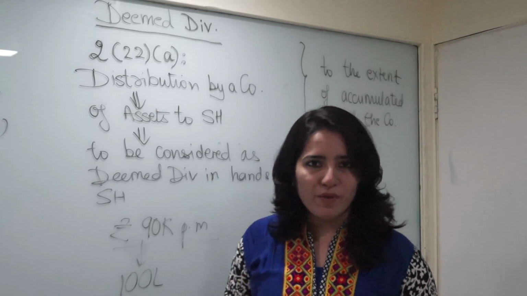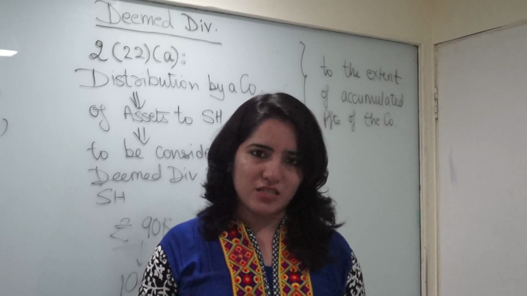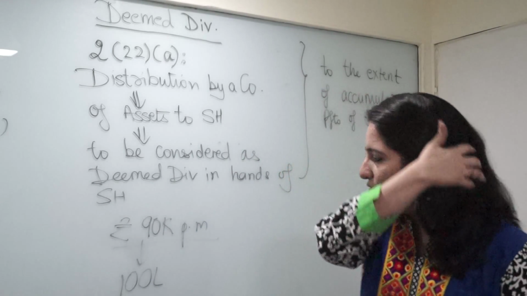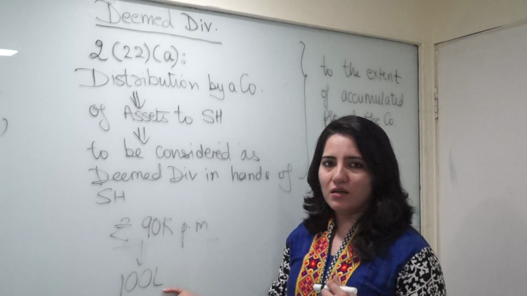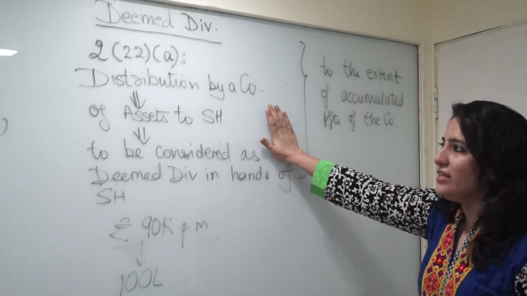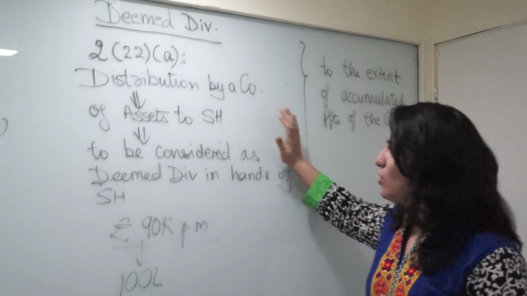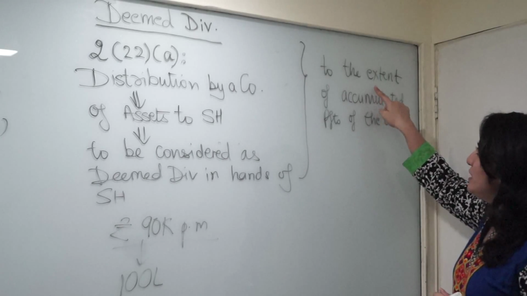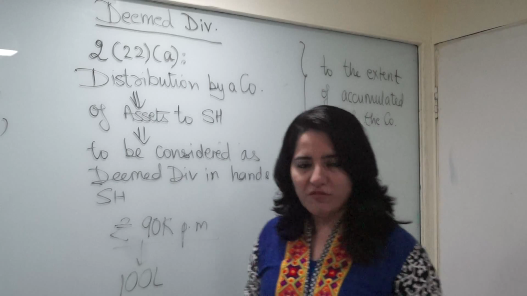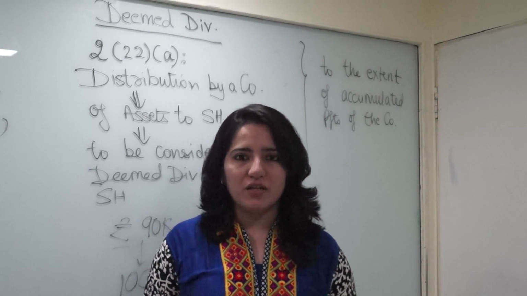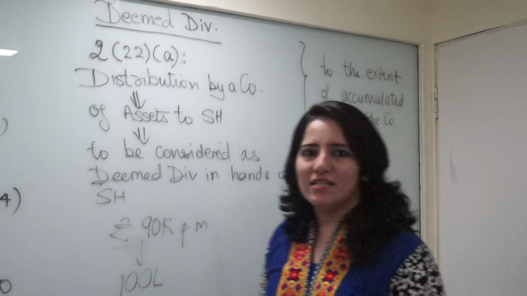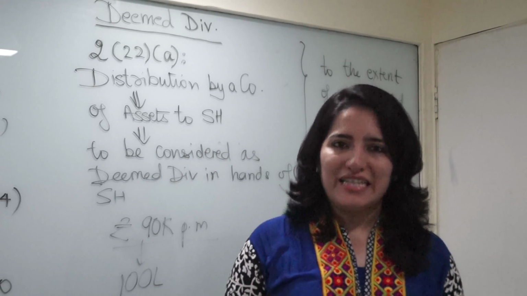Okay, so irrespective of the fact that this 100 lakh is to be adjusted in the future against the rental expenditure, we still consider it as a taxable income in hands of the director. Now all these provisions, all the 5 sections which we talked about, they are limited to the extent of accumulated profits of the company. By accumulated profits, we mean the general reserve of the company, or you can say the profit and loss credit balance. So let's understand this concept with an example in the next slide.